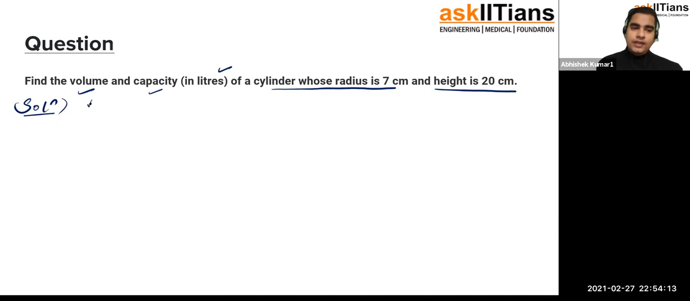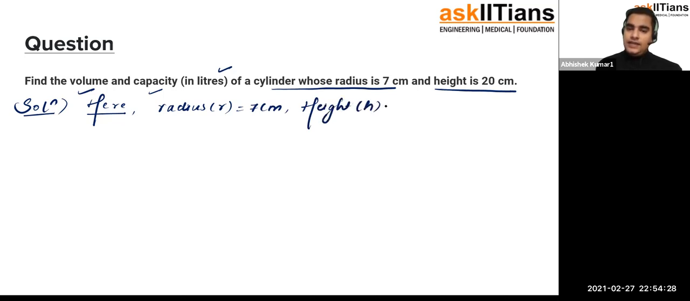Here we are provided the radius. What's the value of the radius? The radius r is equal to 7 centimeter. We are also provided the height. What's the value of the height you have? Height h is equal to 20 centimeter. Understood? And we know the volume. What is volume?